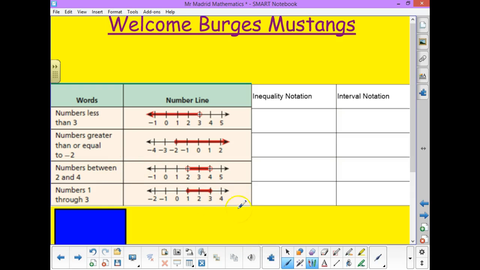So those are things to be aware of, okay? So let's talk about which one first. Let's make note of this, okay? So if you have a closed circle, that means there's equal to. If it's an open circle, you do not have equal to. Okay, so that's going to be very important.